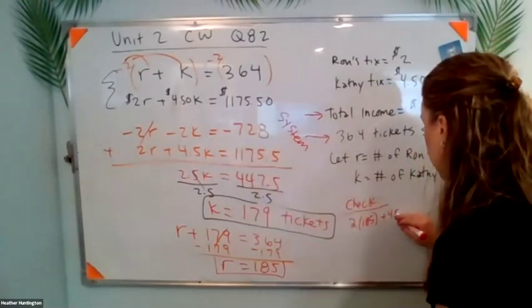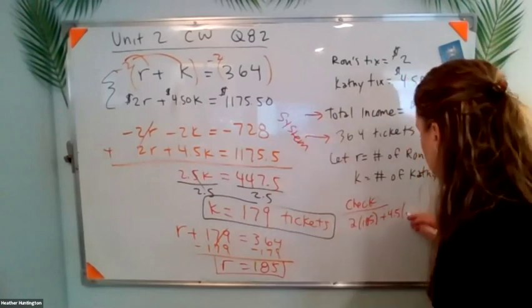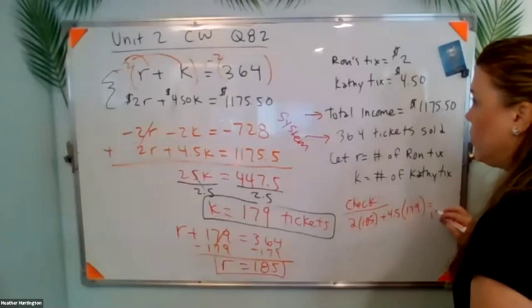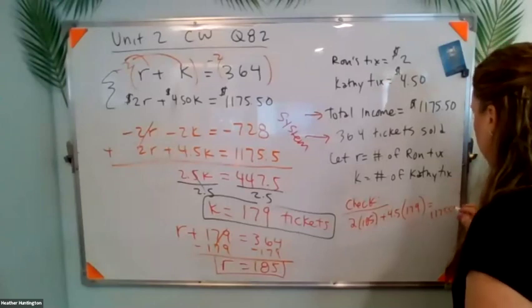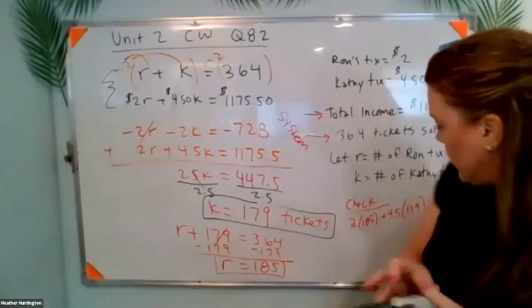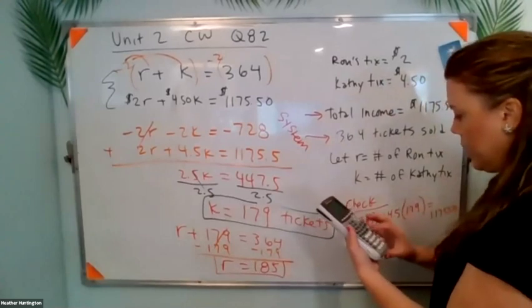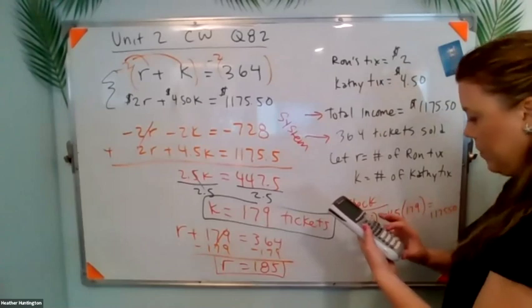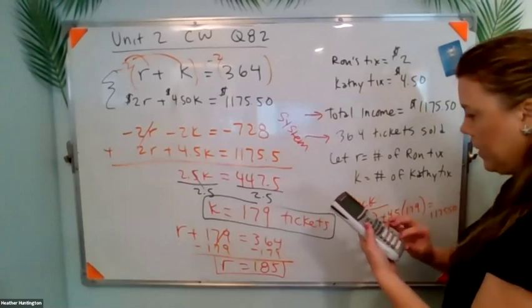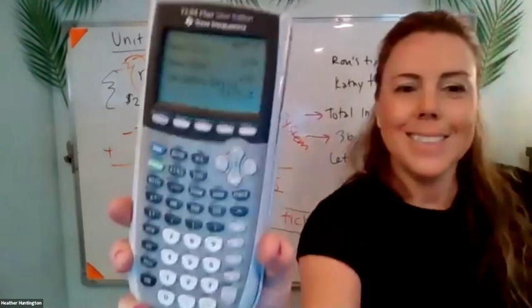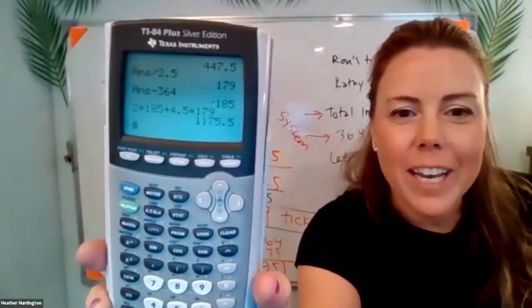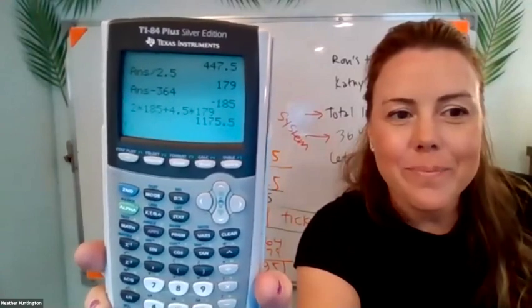Plus, the check is definitely important. 4.5 times 179. Does that equal 1175.50? Well, let's see. We could just plug it in our calculator. 2 times 185 plus 4.5 times 179. Enter. Yay! And think about that feeling you get when it all works out.